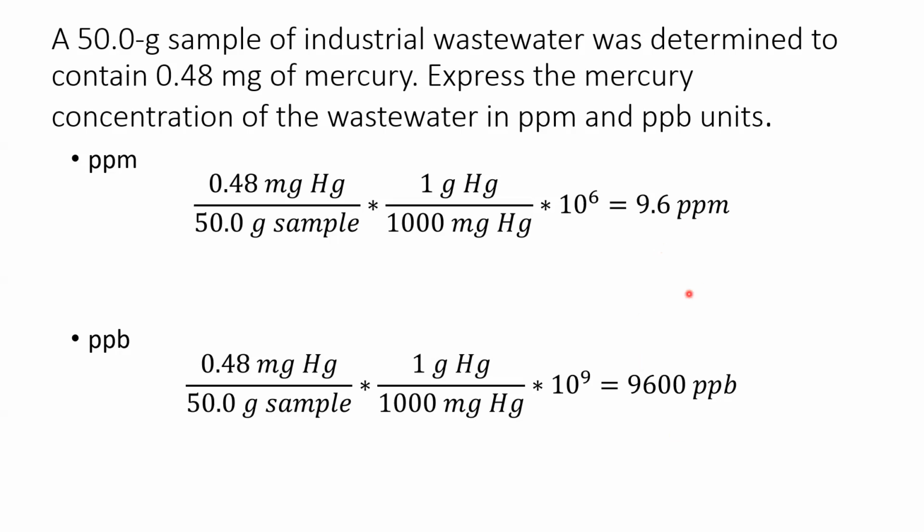And with each of these, we just got 2 sig figs, just because we had 2 sig figs in the amount of mercury. So we've got 3 in the sample overall, but only 2 in 0.48 milligrams there. So we can only have 2 sig figs in our final answers.